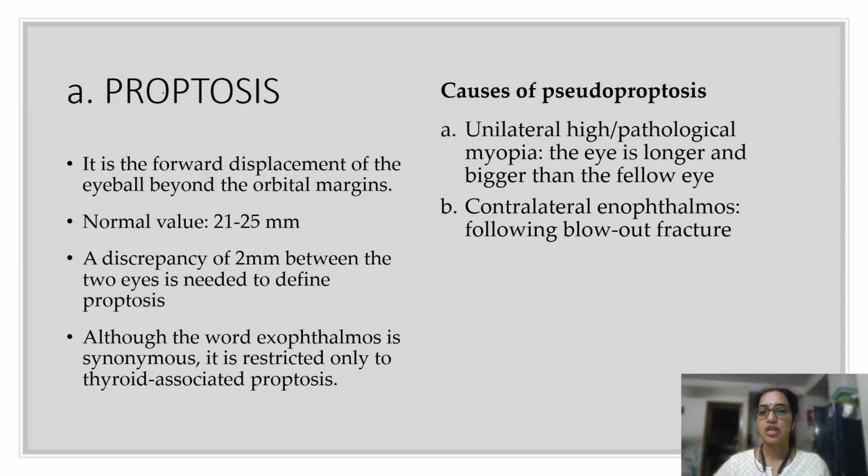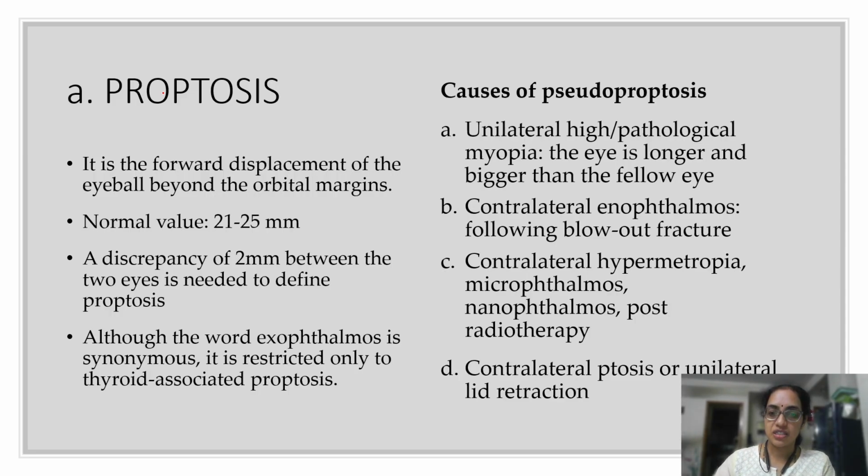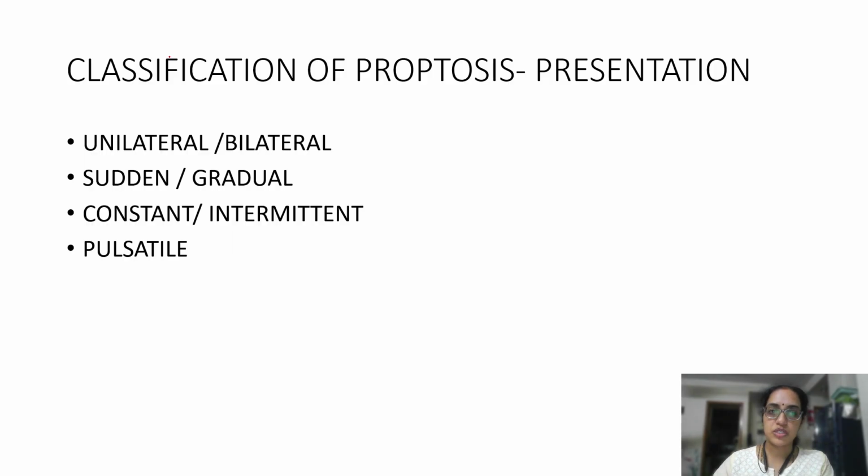Contralateral enophthalmos: suppose the other eye has had a blowout fracture long back, there might be a small enophthalmos in that eye, causing this eye to look more prominent. So this is an important cause for pseudoproptosis. Contralateral hypermetropia: we know that in hypermetropes the eyeball is shorter. Microphthalmos, nanophthalmos, and post radiation. Contralateral ptosis or unilateral lid retraction can also simulate proptosis. So these are the causes of pseudoproptosis.